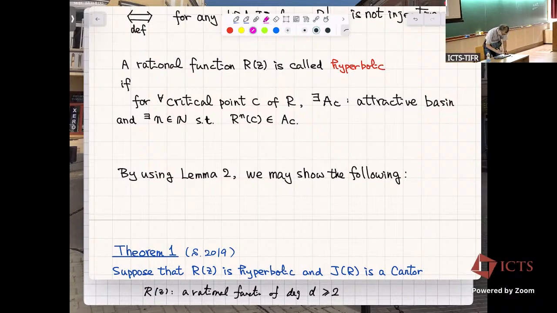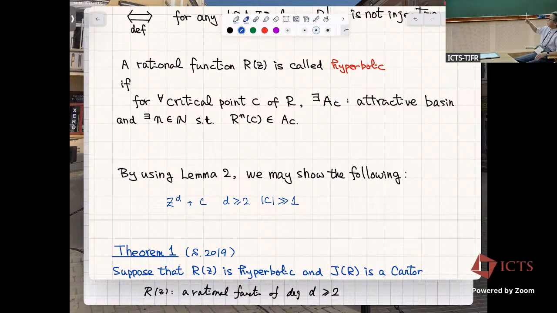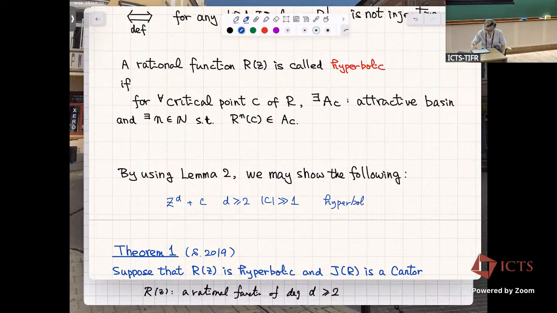For example, a typical example is z^d + c, where d is greater than 2 and c is sufficiently large. Then this rational function, actually a polynomial, is a hyperbolic polynomial, and the Julia set J(R) is a Cantor set.